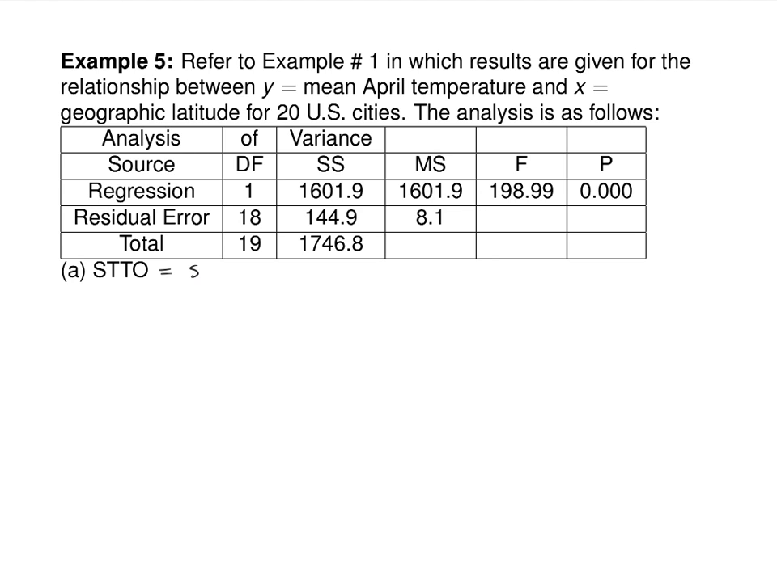So SSTO is sum of squares total. It tells you the total variation or total variance. Do you see how I have this column that describes variance? Which one do you think is the sum of squares total? The bottom one. Does that make sense? SS is sum of squares total. So SSTO is 1746.8. Why is it SSTO instead of SST?